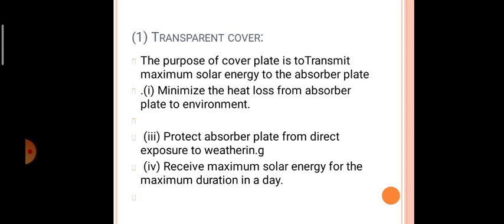Another property that is required is protection of the absorber plate. This transparent cover protects the absorber plate from direct exposure to weather. As a result, damage to the flat plate collector due to water and dust can be controlled. A transparent cover should also be designed in such a way that it receives maximum solar energy during the maximum duration in a day.